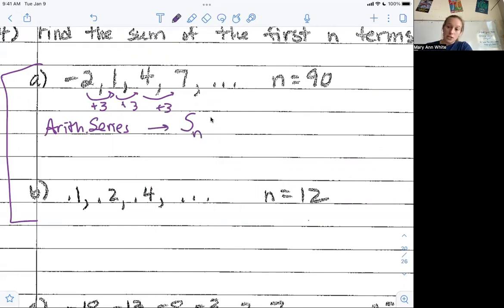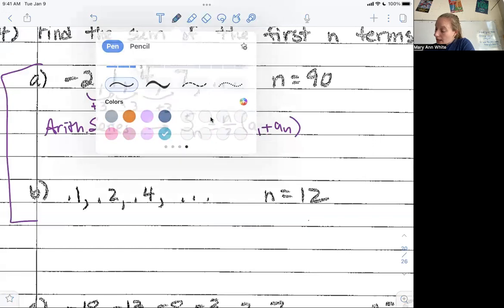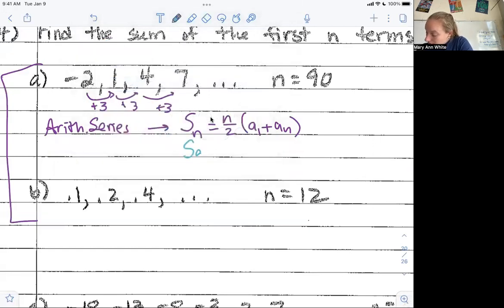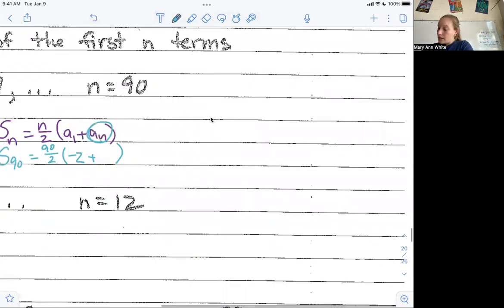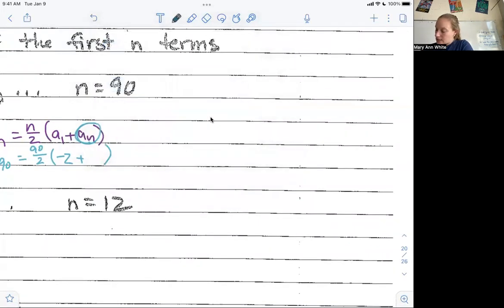And if you don't, go back to your notes. S sub n equals n over 2 times a1 plus a sub n. Things are looking good. I already have my n, which is 90. I have my n, which is still 90. I've got my a1, which is -2. Wait a second. I don't have a sub n. How do I find it? Go back to your sequence formula. It all goes together. Everything's hand in hand.